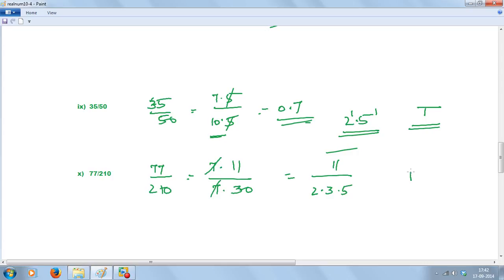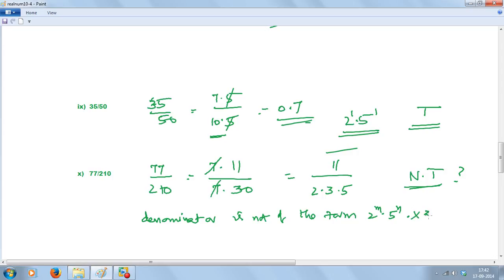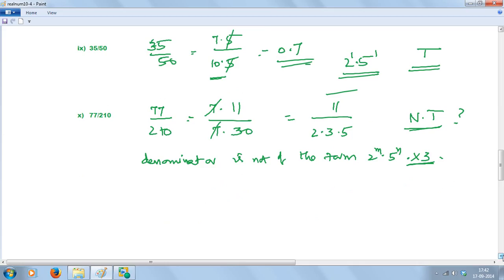So this is not terminating. Why? The denominator is not of the form 2 to the power m into 5 to the power n, because it is multiplied again by 3. So therefore it is not terminating. We will also work it out.